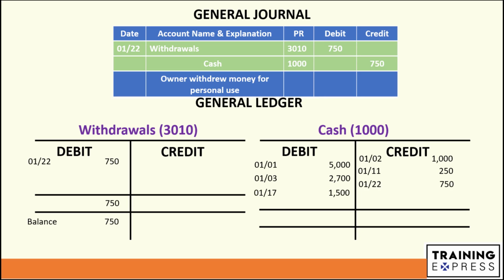Now let's move towards the cash ledger or cash account, and let's total the debit side, which is $9,200, and if we total the credit side, it comes to $2,000. As you can see that the debit side is greater than the credit side, so our ending balance will be a debit balance of $7,000.